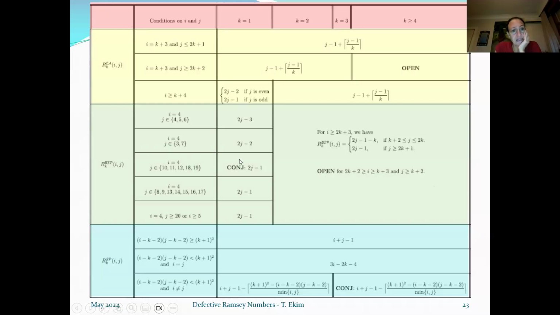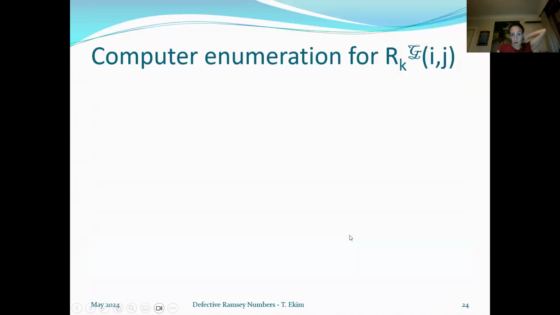For bipartite graphs, again, we could solve most of the cases. Here there's an interval for I for which it's open. And here there's only a few values for which we could conjecture something. And lastly, for split graphs, again, we have a nice formula which we conjecture is valid for the cases we couldn't show.